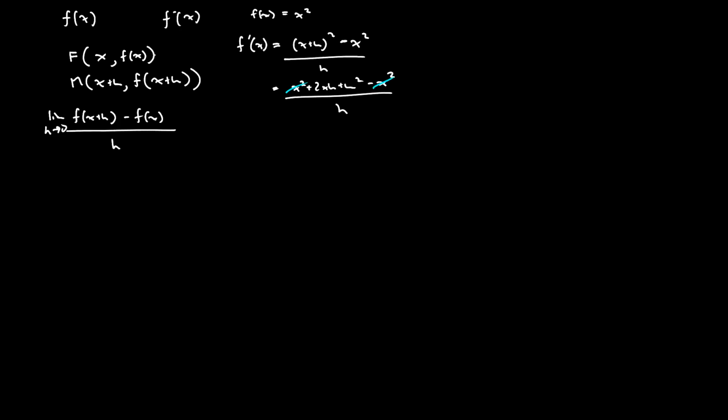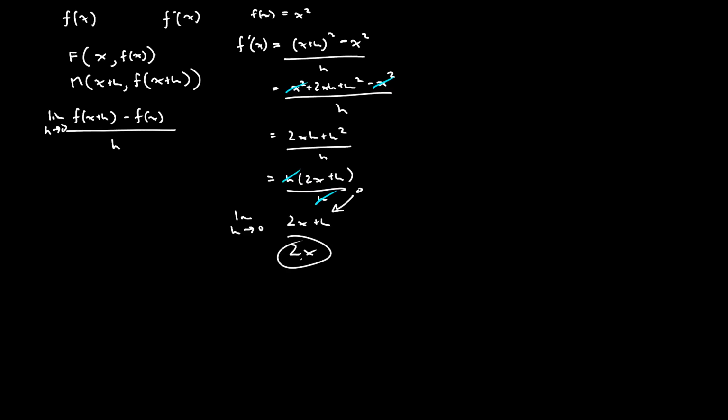These two will cancel out, which leaves us then with 2xh plus h squared over h. Let's go ahead and factor out an h, and we get 2x plus h over h. We have another cancellation, so we're left at the very end with 2x plus h. So we would say the limit as h approaches 0 of 2x plus h. Let's plug in 0 for h, and our solution is 2x. Now, the way we would read this is f prime of x equals 2x.